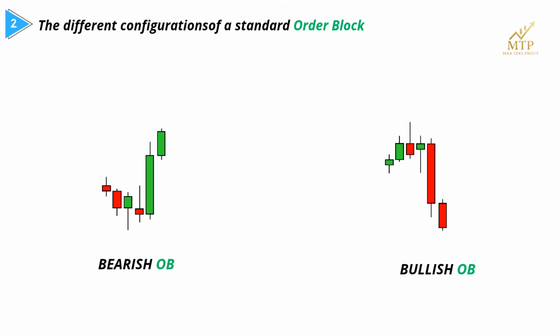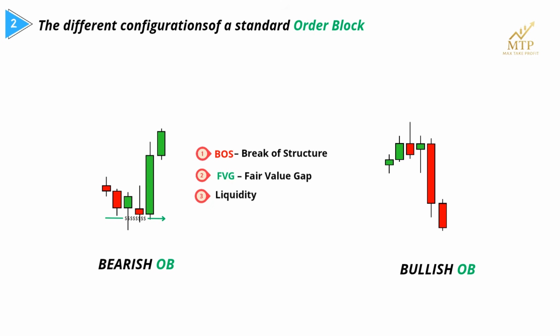The classic order block configuration, according to ICT, an order block is made up of 3 essential elements. 1. BOS, break of structure. 2. FVG, fair value gap. 3. Liquidity. These 3 elements together define a valid order block. If even one is missing, it is not considered an order block under ICT logic.